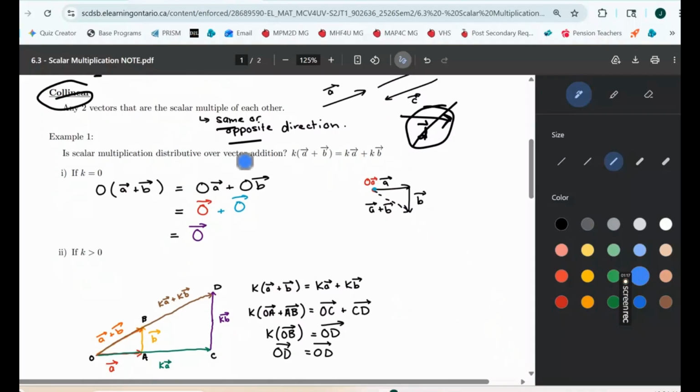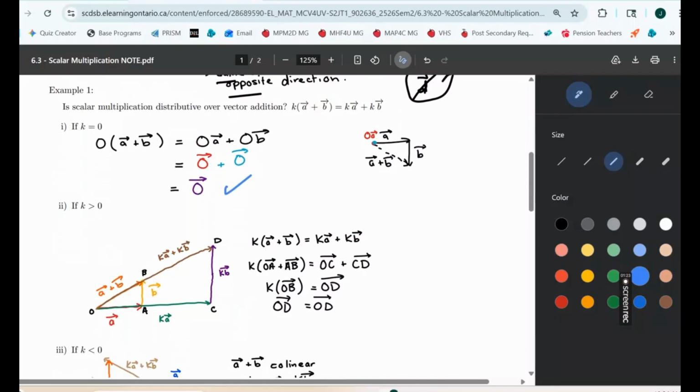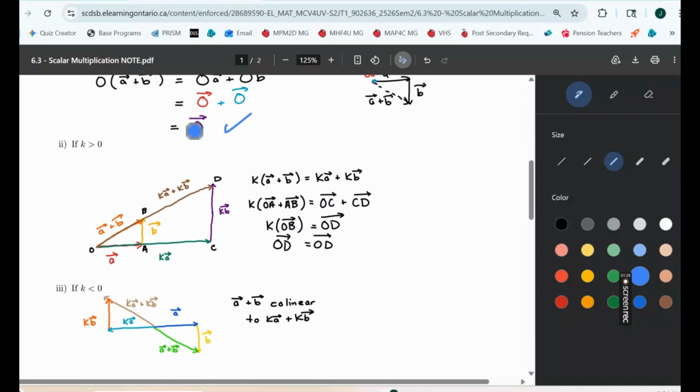So scalar multiplication, if k is 0, well then you get the 0 vector. These two are just showing examples. If k is bigger than 0, then we have vector OB, and then we look at vector BD, for example. This is just showing a distributive property, vector A plus B. If I have multiples of it, then the distributive property essentially applies.